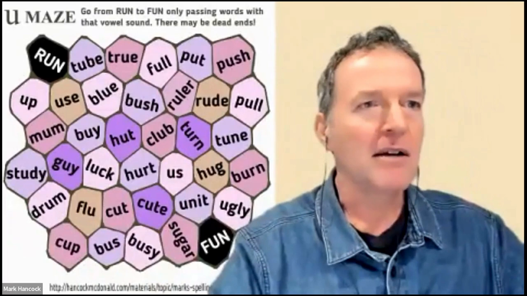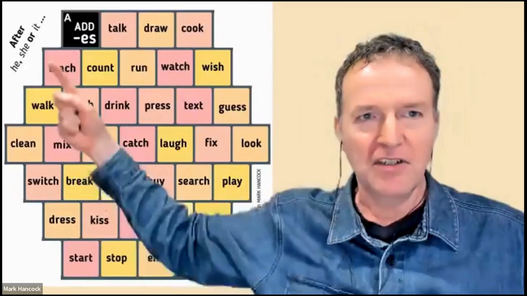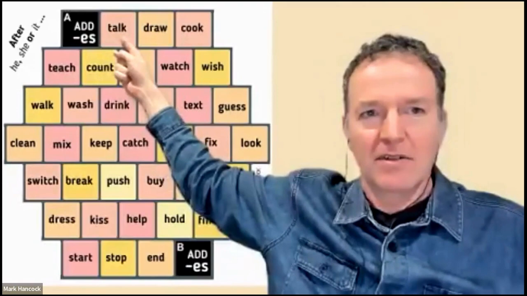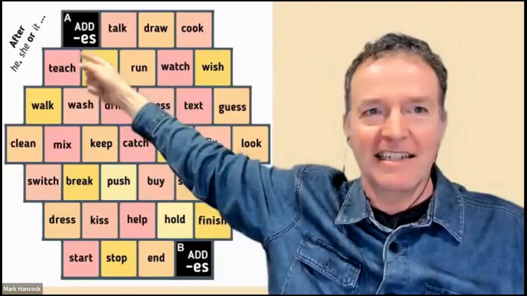Next, the next maze follows a similar principle, but you might think it looks more like a grammar maze because you have to go from A to B only if in the third person present simple you have to add ES. So for example, talks, you have to add an S, so that's not in the path. Counts, just an S. But teaches is an ES, teaches, so you're going that way.